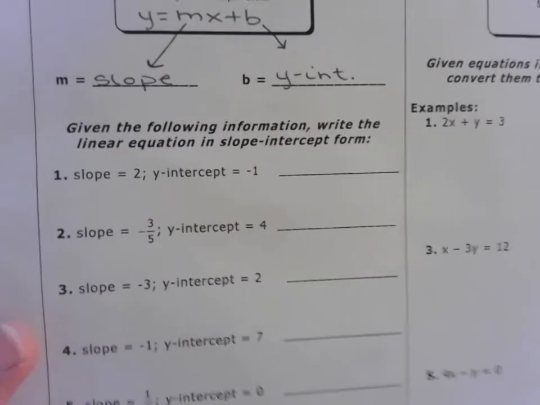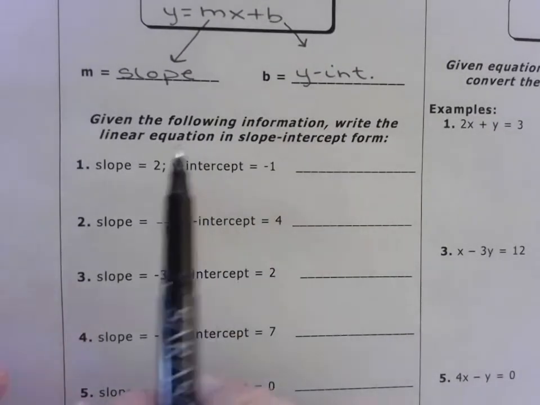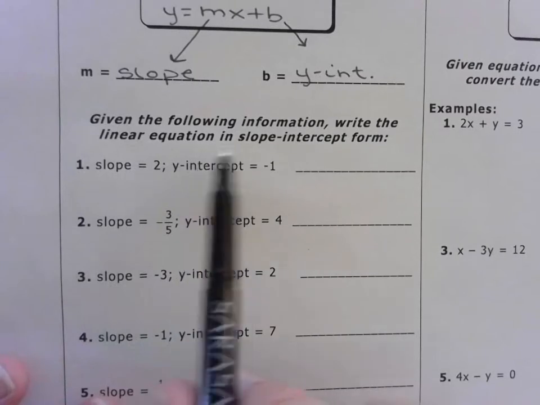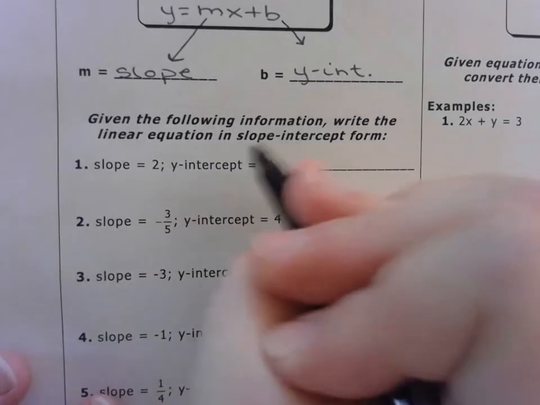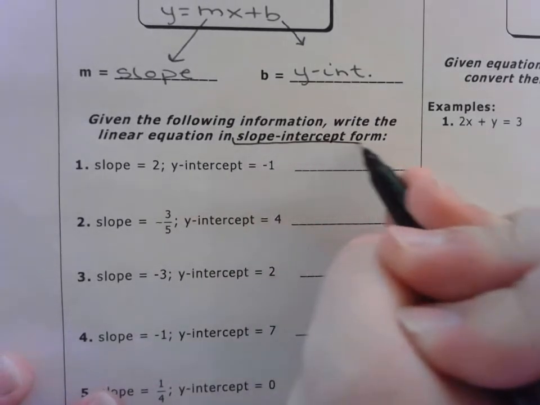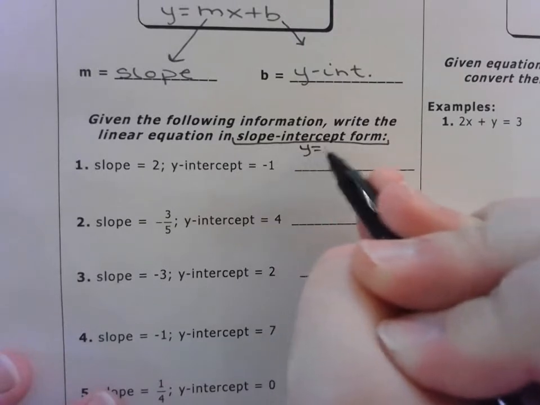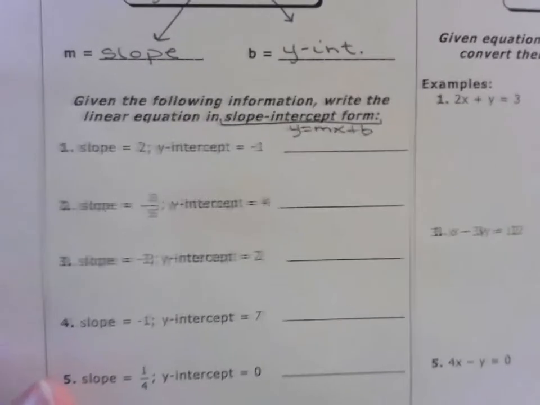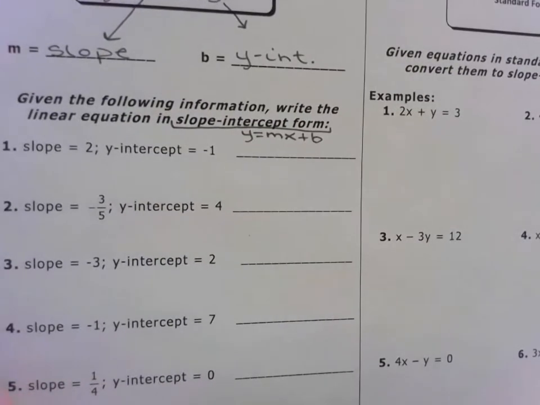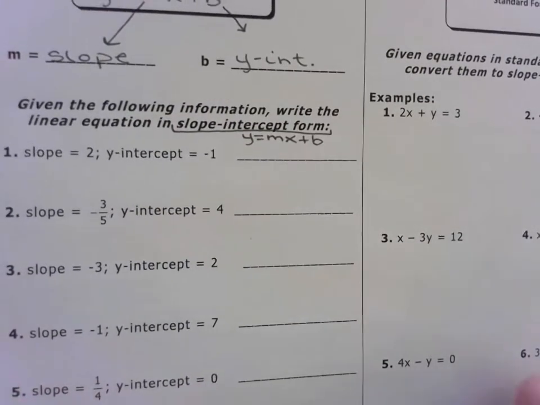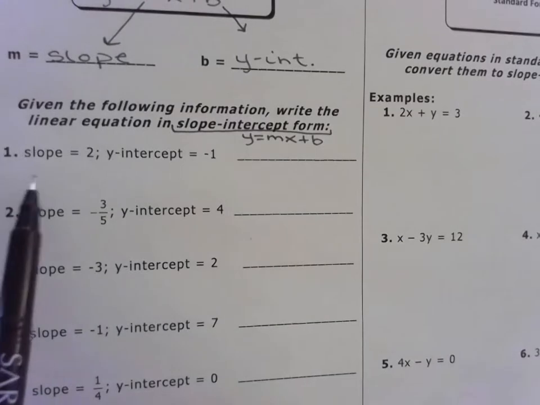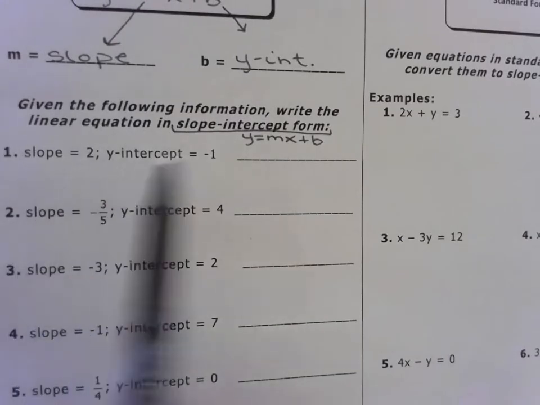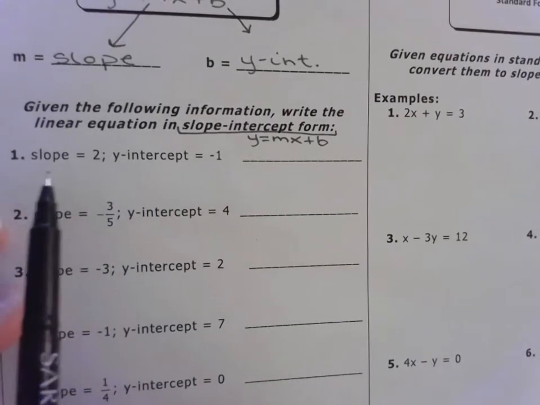So if I look at the first part on the left, given the following information, write the linear equation in slope-intercept form. So it tells you right in the directions. If I want it in slope-intercept form, I want it to look like y equals mx plus b. If they tell you what form to put it in the directions, then I would just jot it down, y equals mx plus b. I give you the slope and the y-intercept. So let's plug it in, as all you're doing.